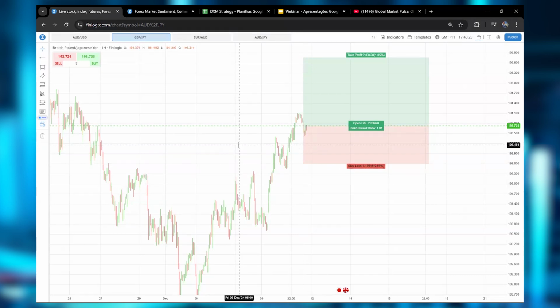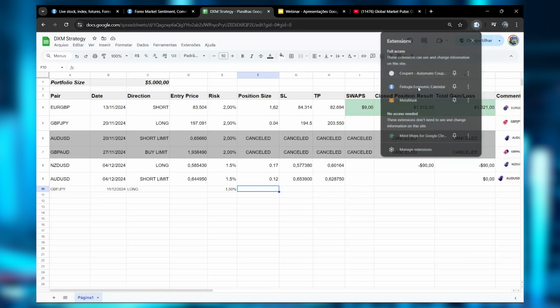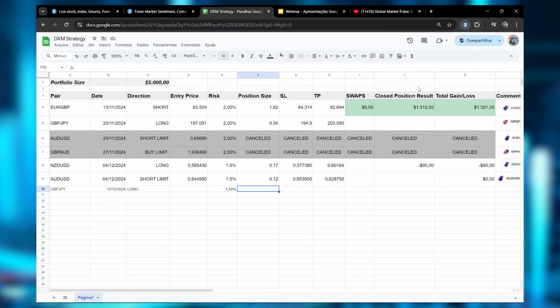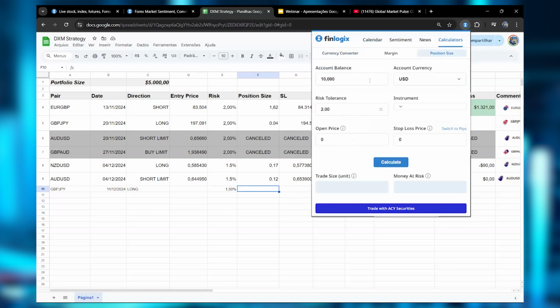Okay, so I'm taking GBPJPY long. Today is the 11th of 12th, 2024, and it's a long. For the price risk, we're going to be using 1.5%. For that, we need to use our calculator on FinLogix. So go into calculators, then position size, and the account balance is 5,000 US dollars.